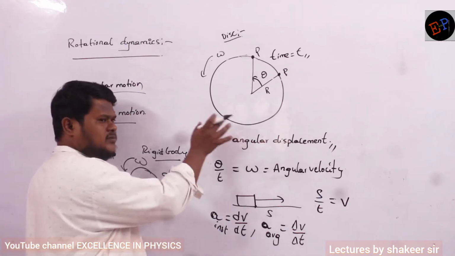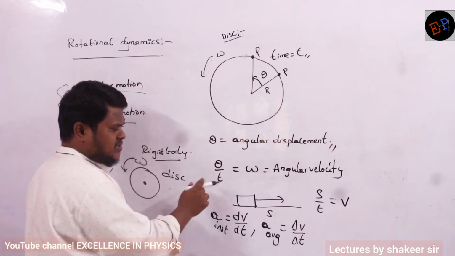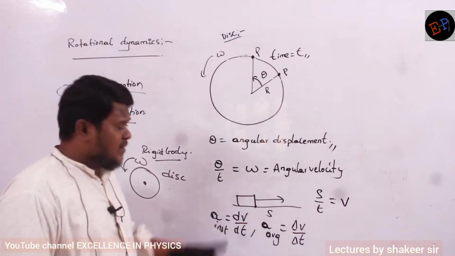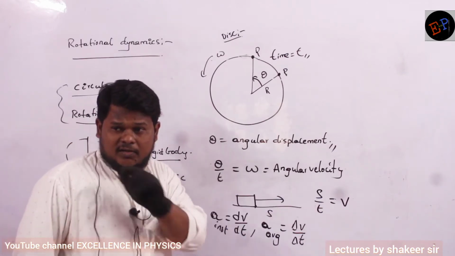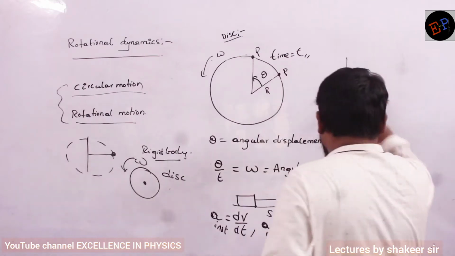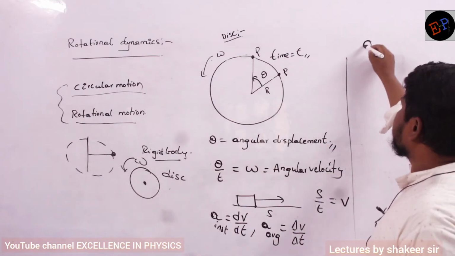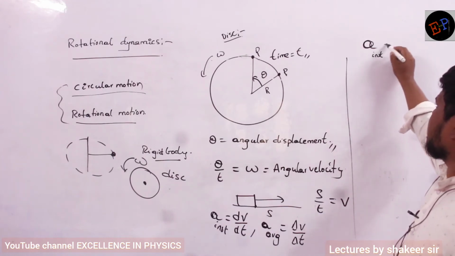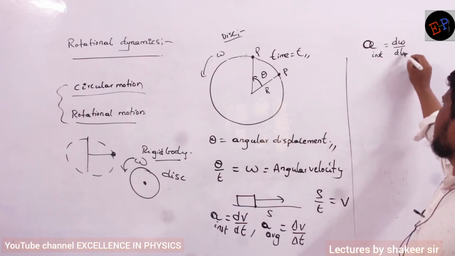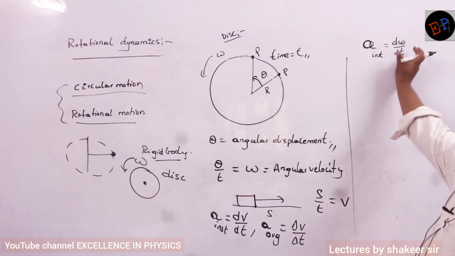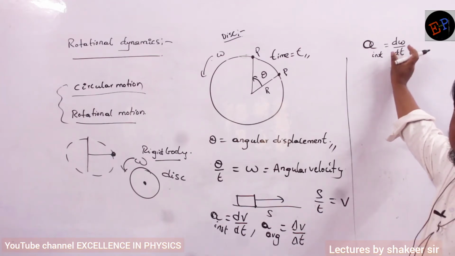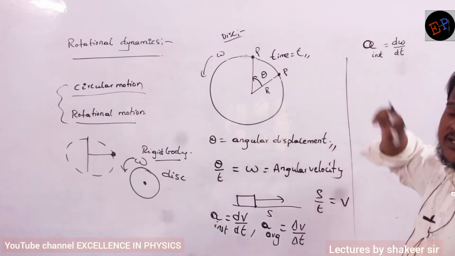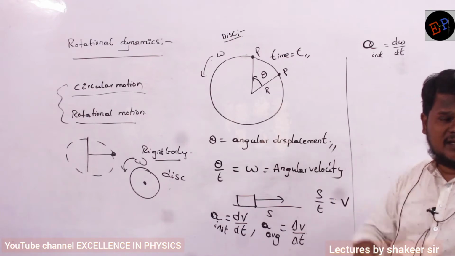Similarly, now coming to rotational motion. Are you able to understand? If omega is not a constant, what is meant by omega? Angular velocity is not a constant. Then what we write? Then we write that alpha is present. What is meant by alpha? Alpha instantaneous can be written as d omega divided by dt. Instantaneous change in angular velocity divided by small amount of time. That is called as angular acceleration, or you can call it as instantaneous angular acceleration.